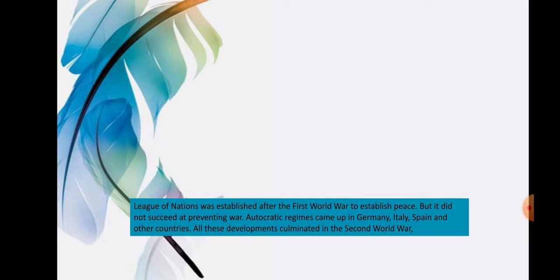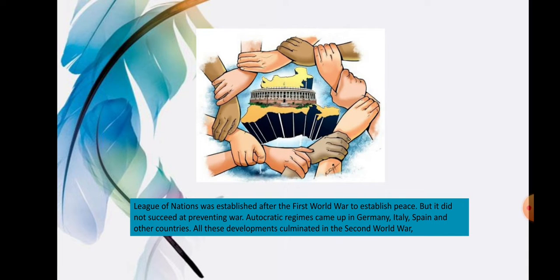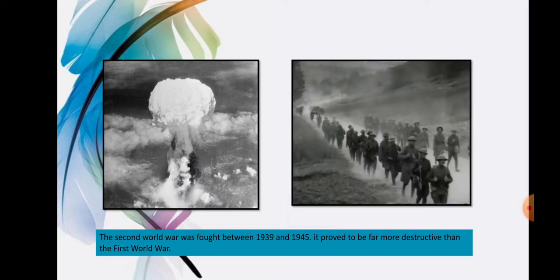The League of Nations was established after the First World War to establish peace, but it did not succeed at preventing war. Autocratic regimes came up in Germany, Italy, Spain and other countries. All these developments culminated in the Second World War. The Second World War was fought between 1939 and 1945. It proved to be far more destructive than the First World War.